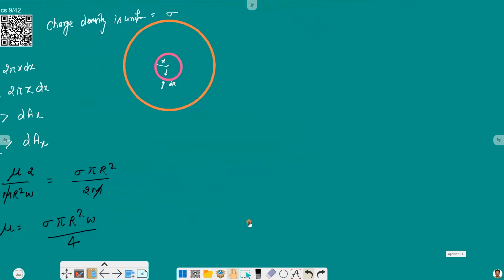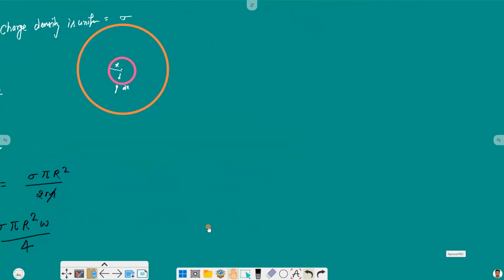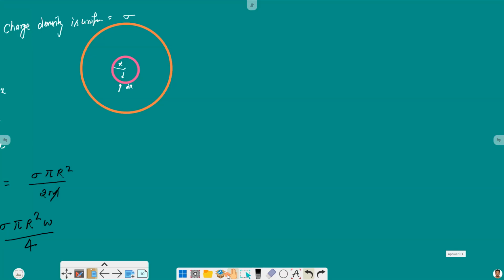So what we consider here, again, the charge density is given. Let us consider a small element of thickness dx at a distance x from the center. So the area of this small element dAx will be 2 pi x into dx. Now the charge of this small element will be area into charge density, that is sigma. So sigma 2 pi x into dx.